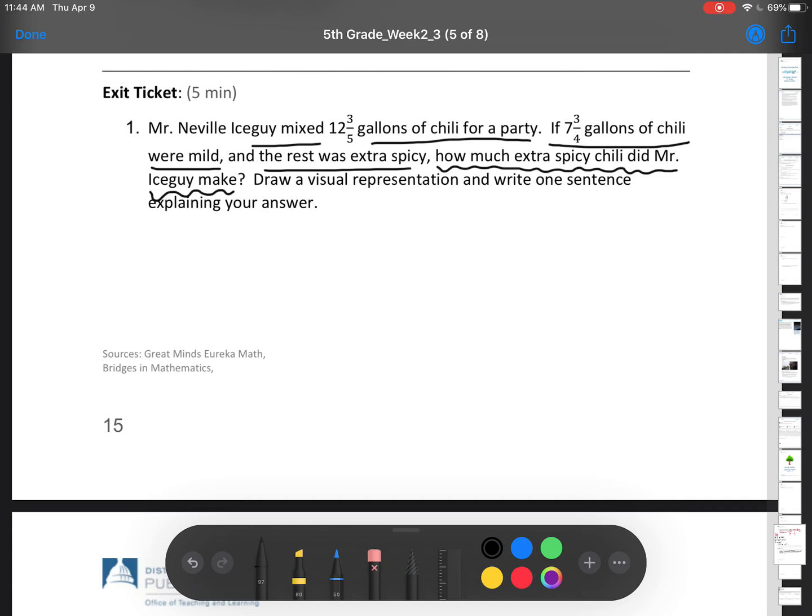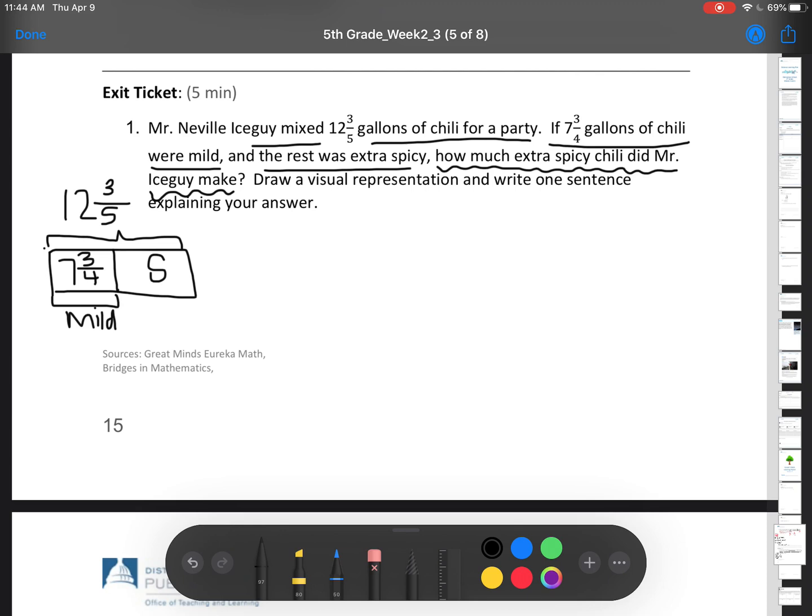Okay. So I know that we started with 12 3/5 gallons of chili, right? That was our total. I know that 7 3/4 were mild. And the rest was extra spicy, right? This is the spicy part. I have no idea how much spicy chili there is. I want to know how much extra spicy chili Mr. Ice Guy made. So I can see that I have a total and I have a part.